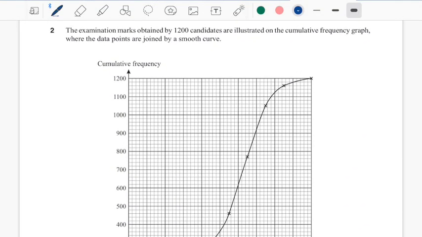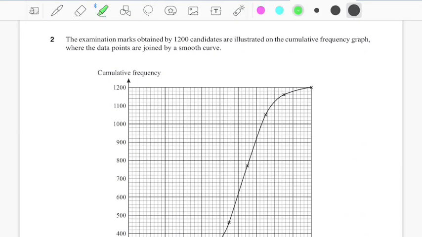All right, let's see another example here. Instead of giving you data in a table, they can give you the data in terms of a graph as well. This is the examination of 1,200 candidates. They gave you the cumulative frequency graph here. So what's the maximum total number of people who took the exam?